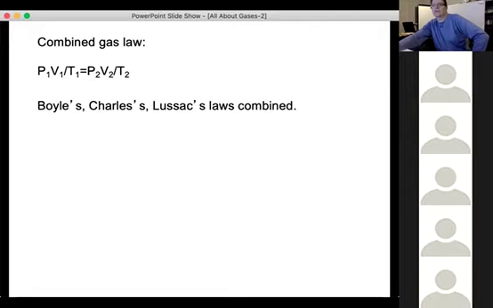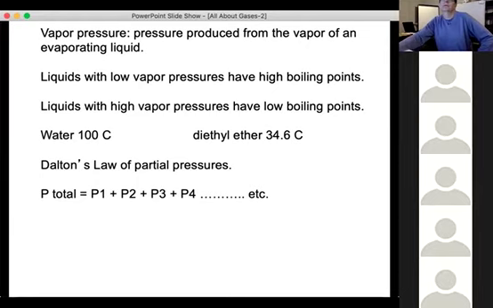The combined gas law is what we'll be focusing on in the first half of this. That's a 6-variable expression. There's P1, V1, T1, which is what I call set conditions 1. And there's P2, V2, T2, which is what I call set conditions 2. That's Boyle's, Charles', and Gay-Lussac's laws all combined together.